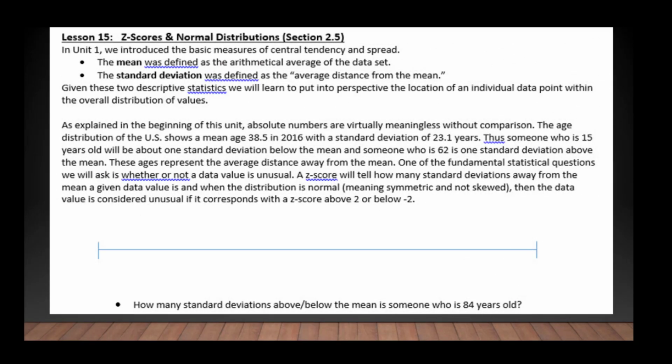So welcome to lesson 15. We're back to statistics, z-scores, and normal distribution.